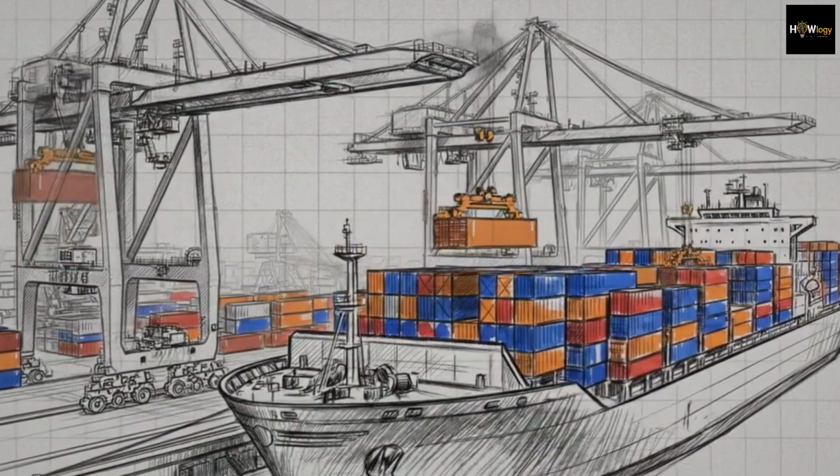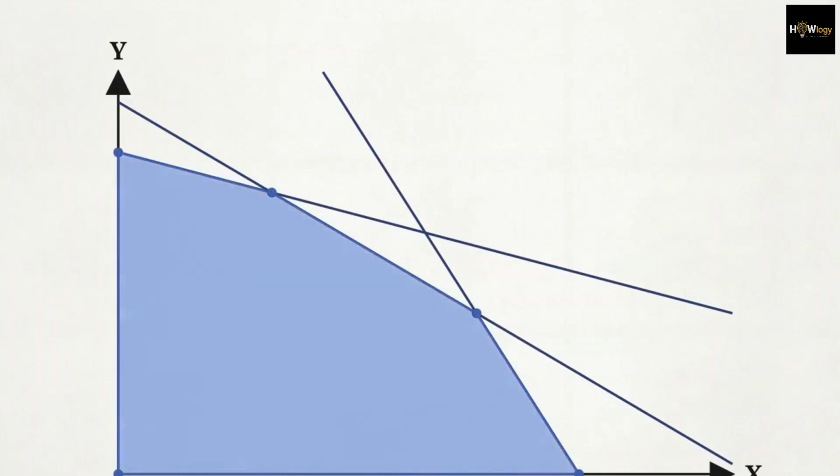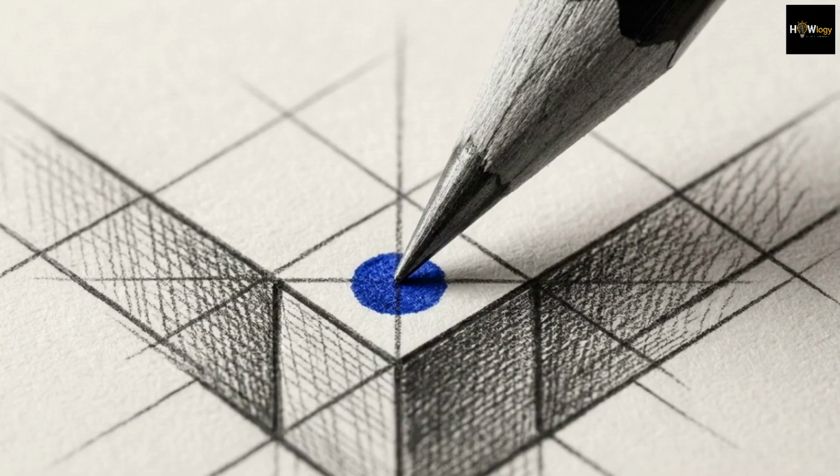international airline crews. By defining our chaotic world through these mathematical boundaries, linear programming allows us to locate the absolute best decisions waiting at the corners of reality.